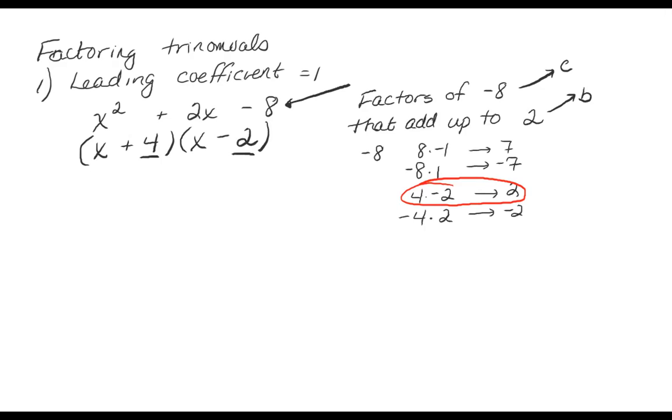So I'm looking for a pair of numbers that multiply together to give me negative 8 and add up to 2. If no such pair exists, if a polynomial cannot be factored, then we say the polynomial is prime. So a prime polynomial is one that cannot be broken down at all. You guys ready to try one?